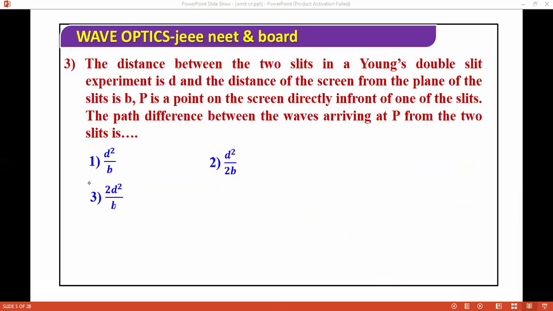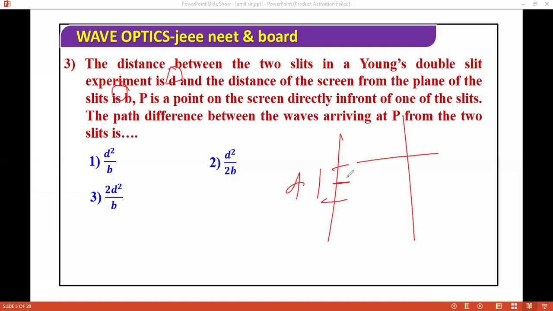The distance between the two slits in the experiment is d and the distance to the screen is D. B is a point directly in front of one of the slits. Basically there are two slits and B is a point directly in front of one of them. The question asks for the path difference between the waves reaching B from the two slits.